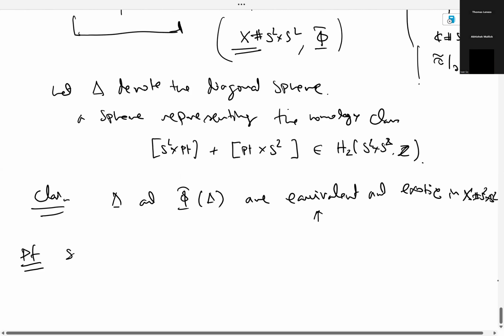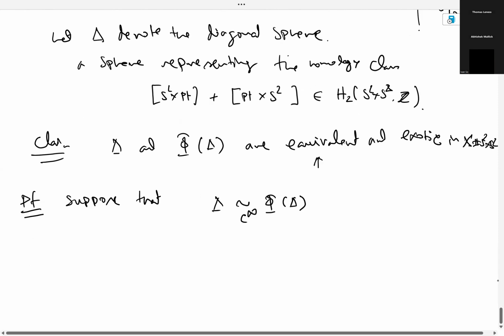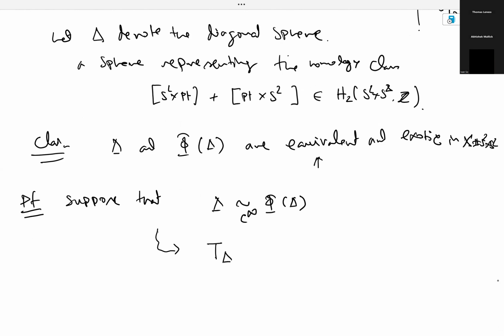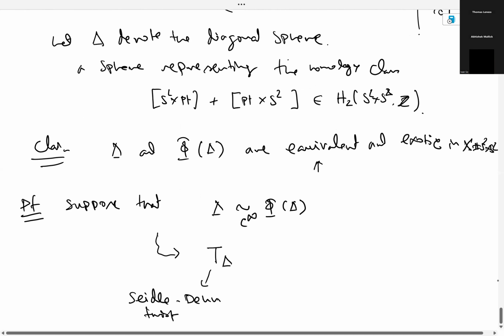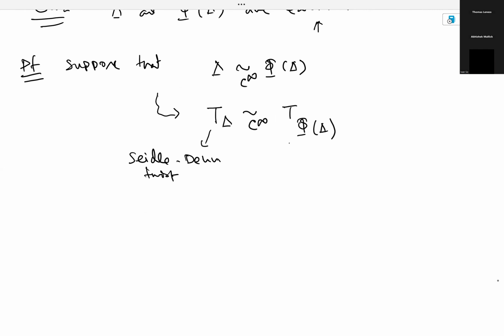Suppose that delta is smoothly isotopic to phi delta. Then we can consider a diffeomorphism of the underlying four-manifold X connect sum S2 times S2, which is given by the Seidel-Dehn twist on the underlying sphere. And the fact that the underlying spheres are C-infinity isotopic will tell you these two Seidel-Dehn twists are C-infinity isotopic.